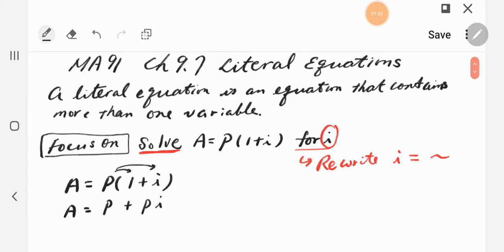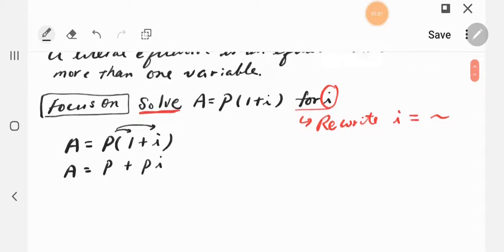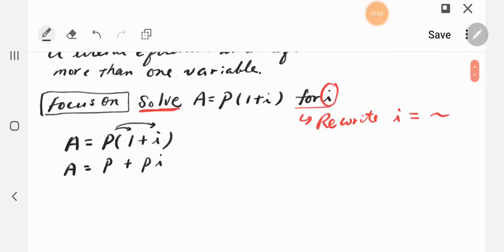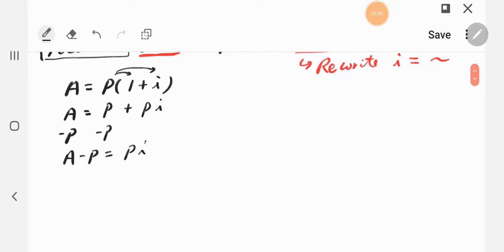Since we want to find I, now let's leave the Pi term on one side, because there's one term that contains the variable I. So leave it for a while. Subtract P from each side so that we can get rid of this P from the right side. Then we have A minus P is equal to Pi. And then we want to find I, so divide each side by P.